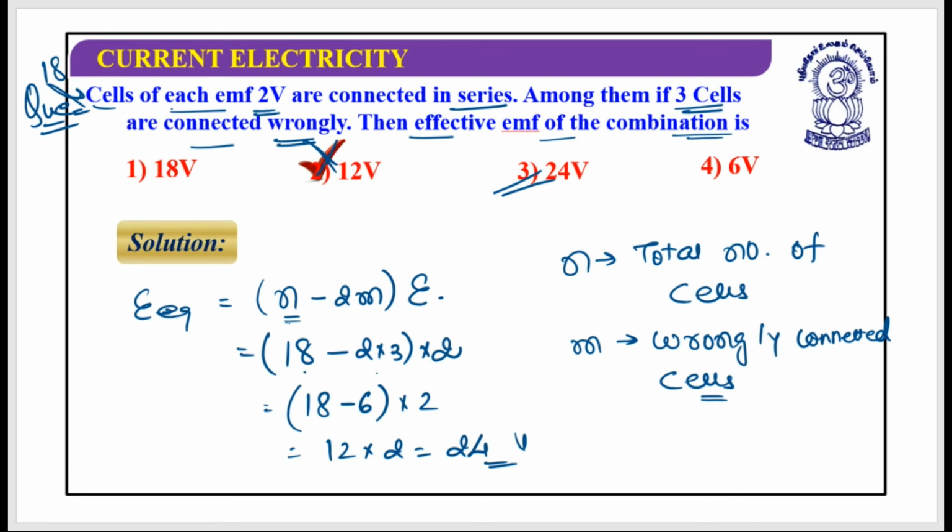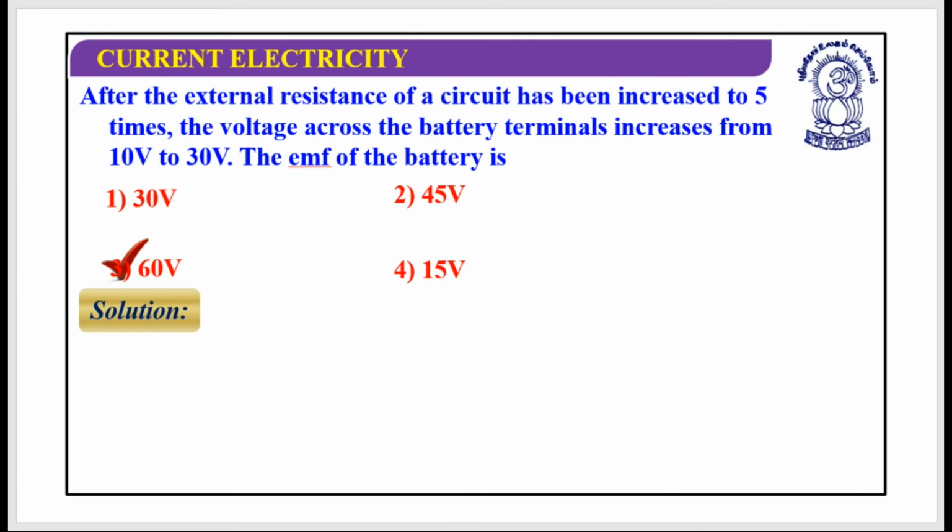But you must remember this: E equivalent equals N minus 2M into E. Is it clear? Do remember what is N and what is M. So let's move to the next question.